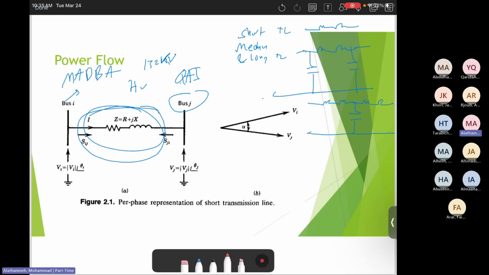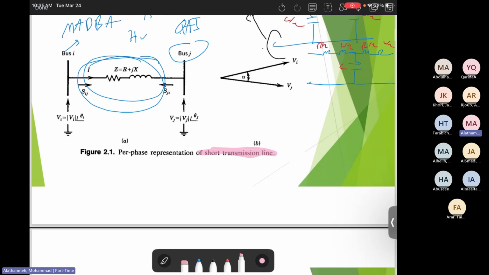In the pi model, this is R, this is L, this is R, this is L, this is C over 2, C over 2. Or you can use the T model, which is applicable in both. You can use either the T model or the pi model. In this one, this is R over 2, L over 2, R over 2, L over 2, and this is C. Okay? That's the thing. But assuming a short transmission line, there is no capacitance effect, then we have R plus JX.